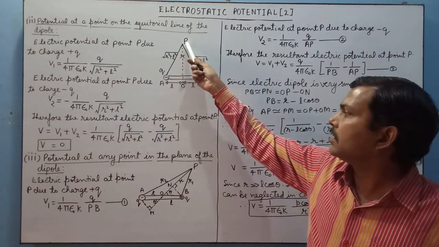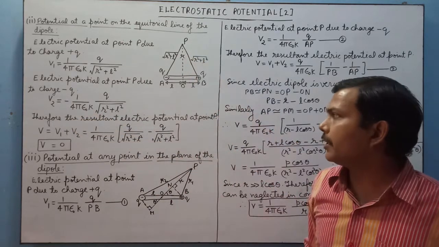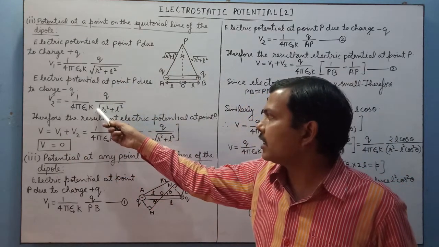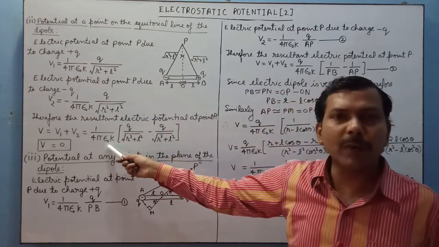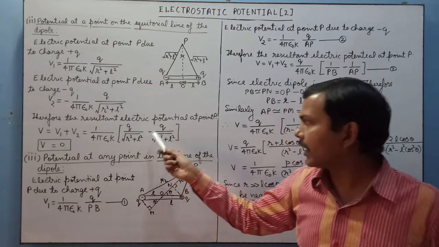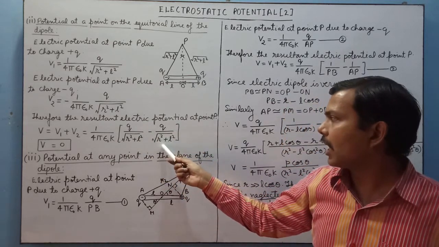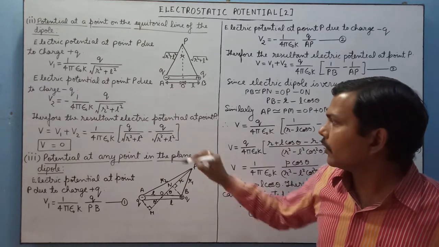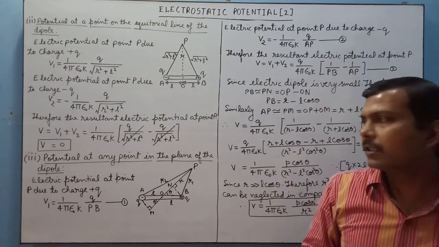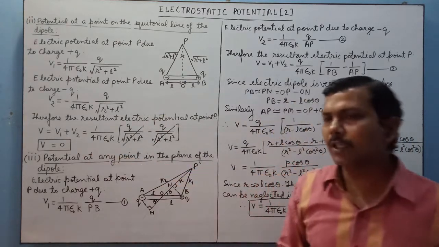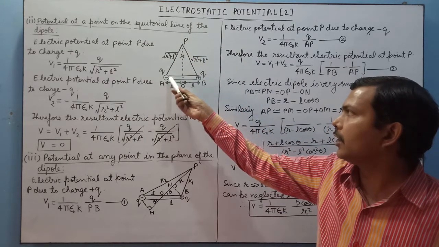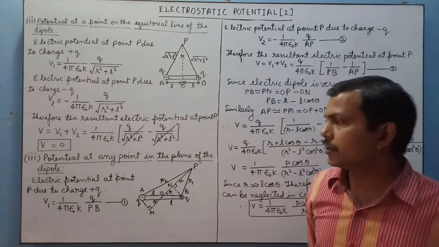Therefore the resultant electric potential at point P, V, is equal to V1 plus V2. We will add these potentials, so we get 1 upon 4 pi epsilon 0, k q upon under root r square plus l square minus q upon under root r square plus l square. Both the terms cancel out, and you will get 0. So the resultant potential at point P in the equatorial position due to this electric dipole will be 0.